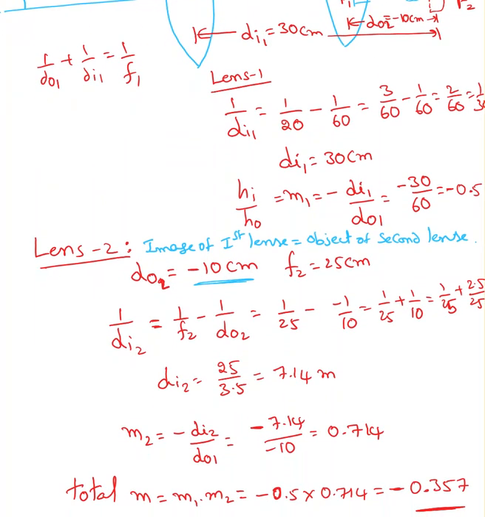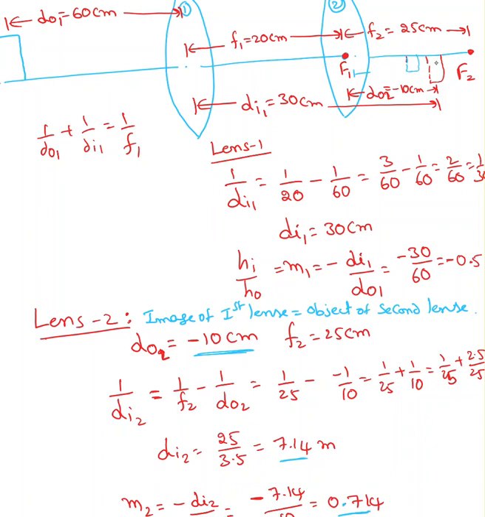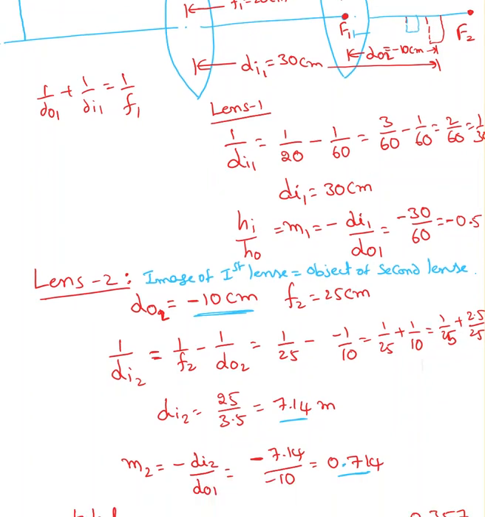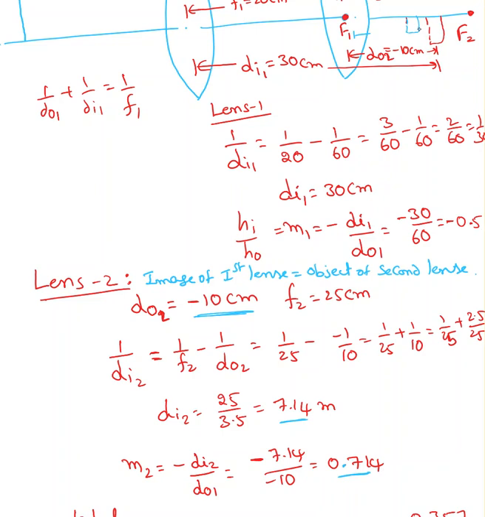So 1 over di2 equal to 1 over f2 minus 1 over d02, object 2. So 1 over 25 minus of 1 over negative 10, and we end up with distance of image 2 as 7.14 meters. If you have a negative number, that indicates that it's behind the lens. Magnification factor M2 is a positive number, 0.714. So it is 0.714 times the object 2, which is also the same as the image 1. So your object 2 is going to be on this side. With magnification factor a positive number, it is not inverted.